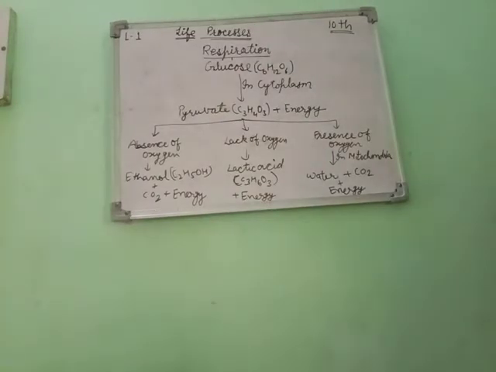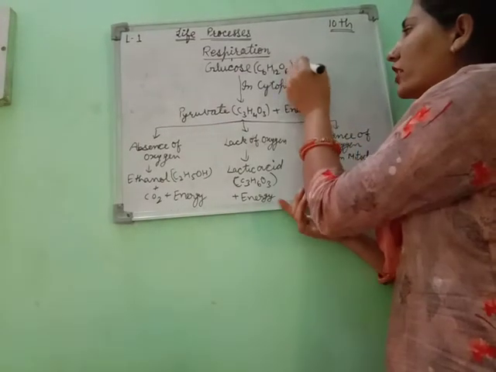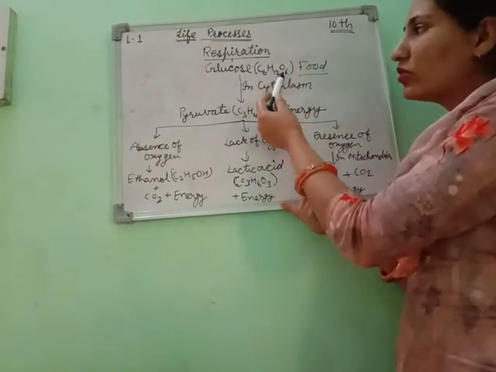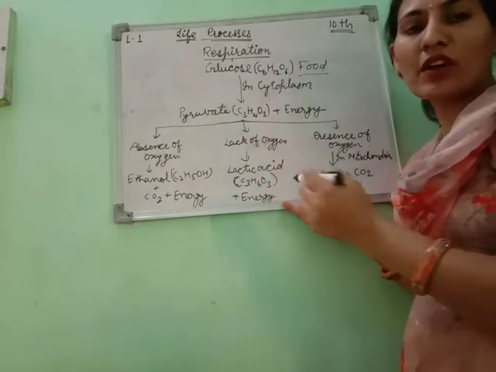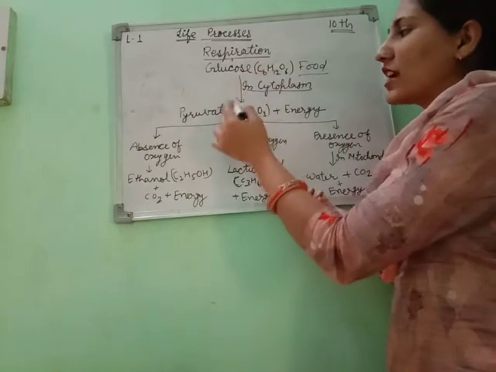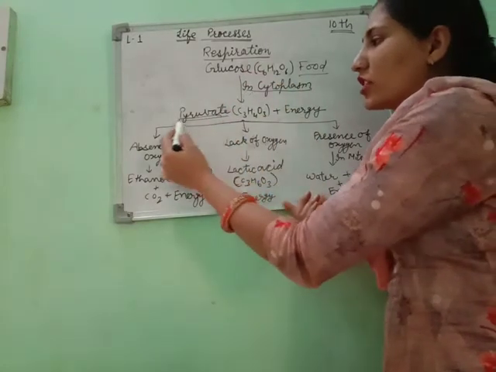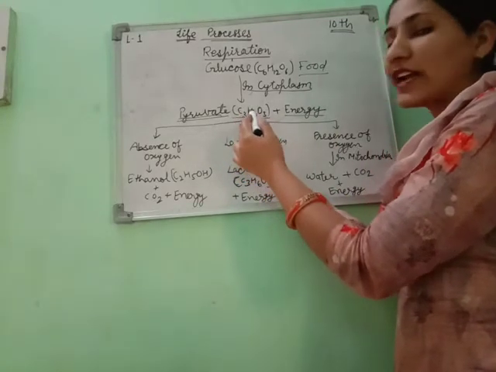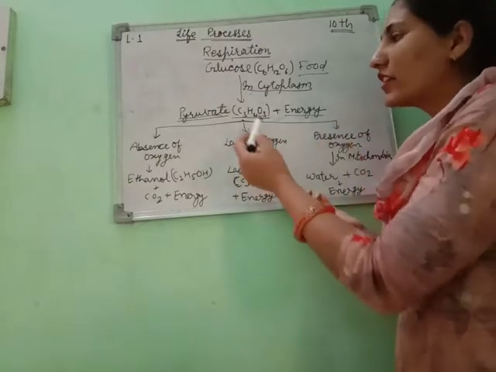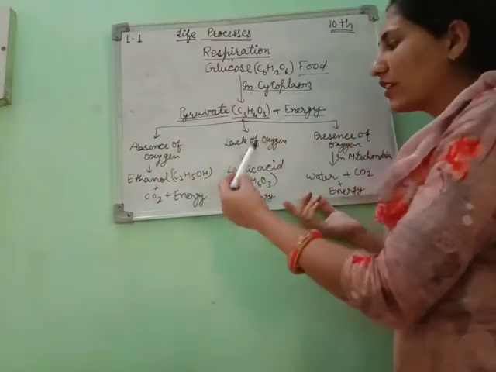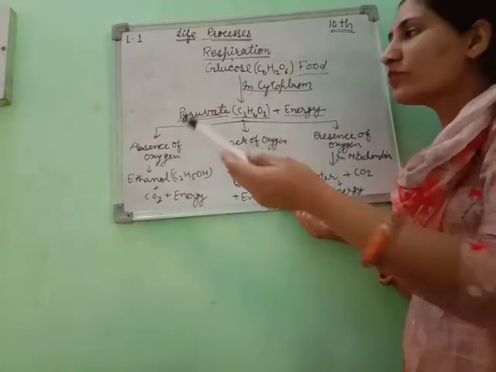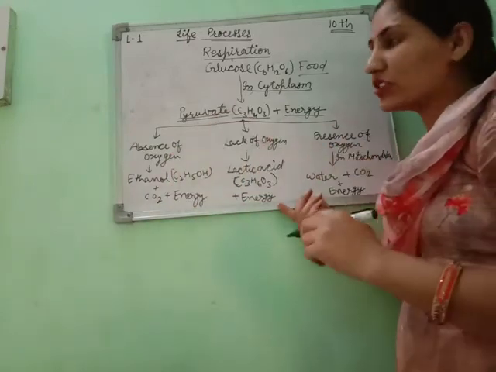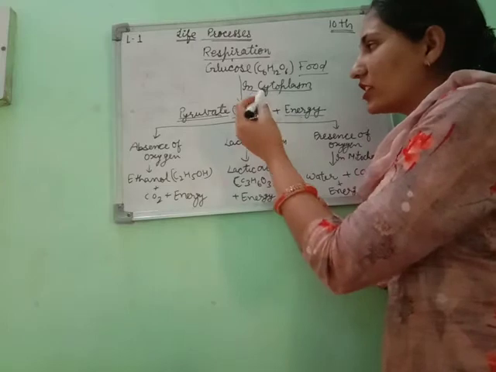Yes students, now we will discuss what happens with the food in the cytoplasm of a cell. Means we have to take food in the form of glucose. C6H12O6 is the chemical formula of glucose. In the cytoplasm of the cell, it changes into pyruvate and energy. Chemical formula of pyruvate is C3H4O3. After that, in the absence or presence of oxygen, this pyruvate converts into other substances and energy.